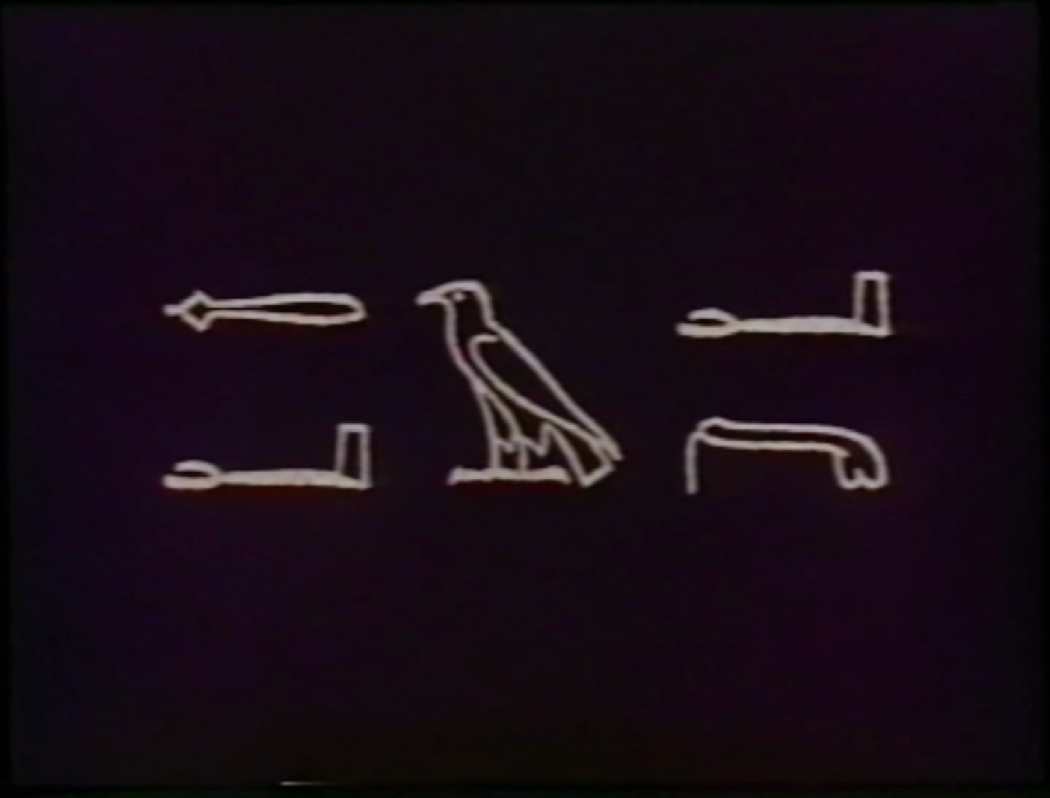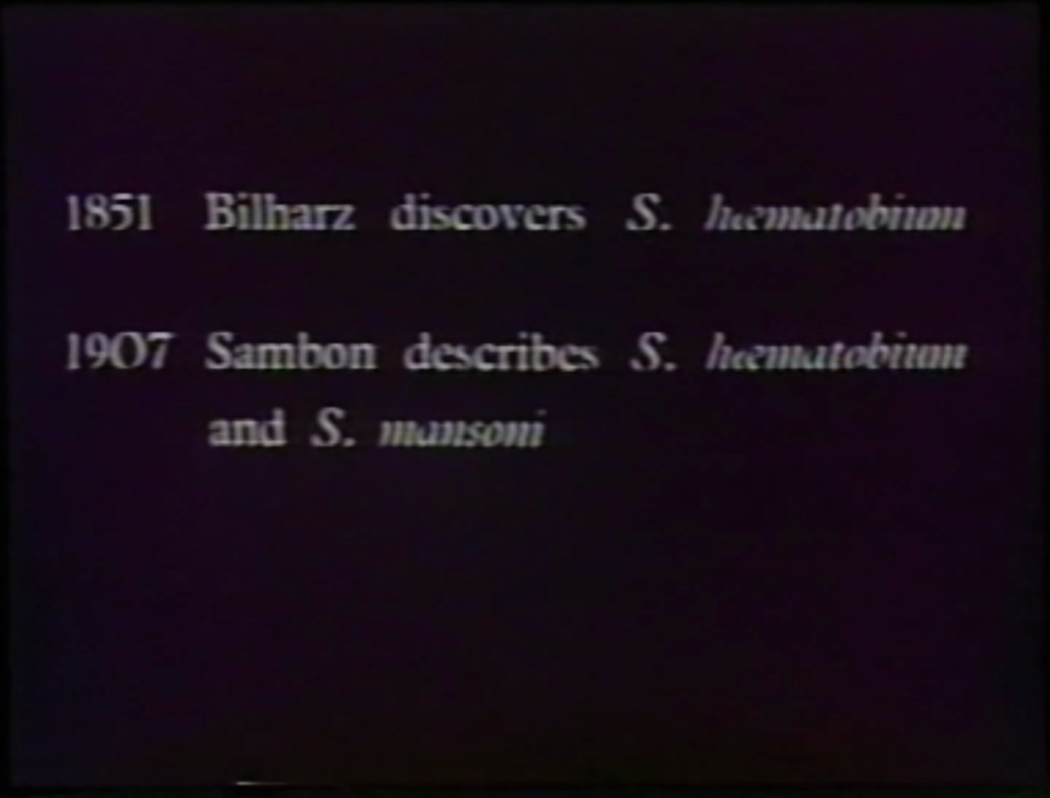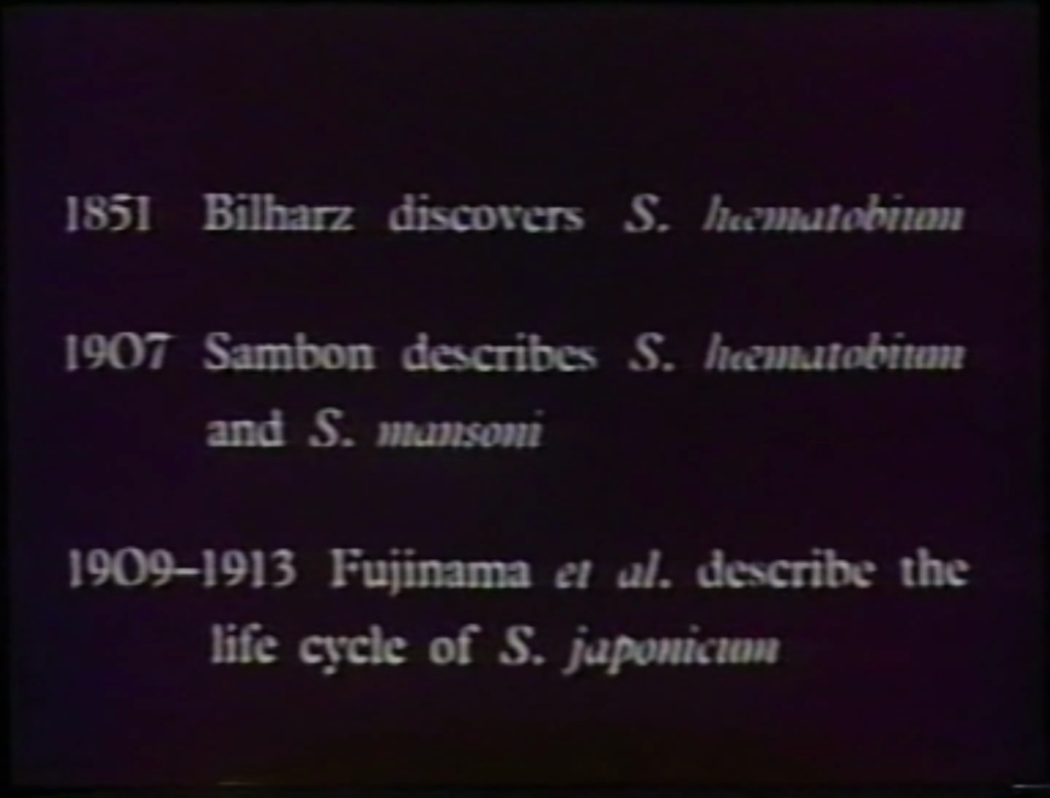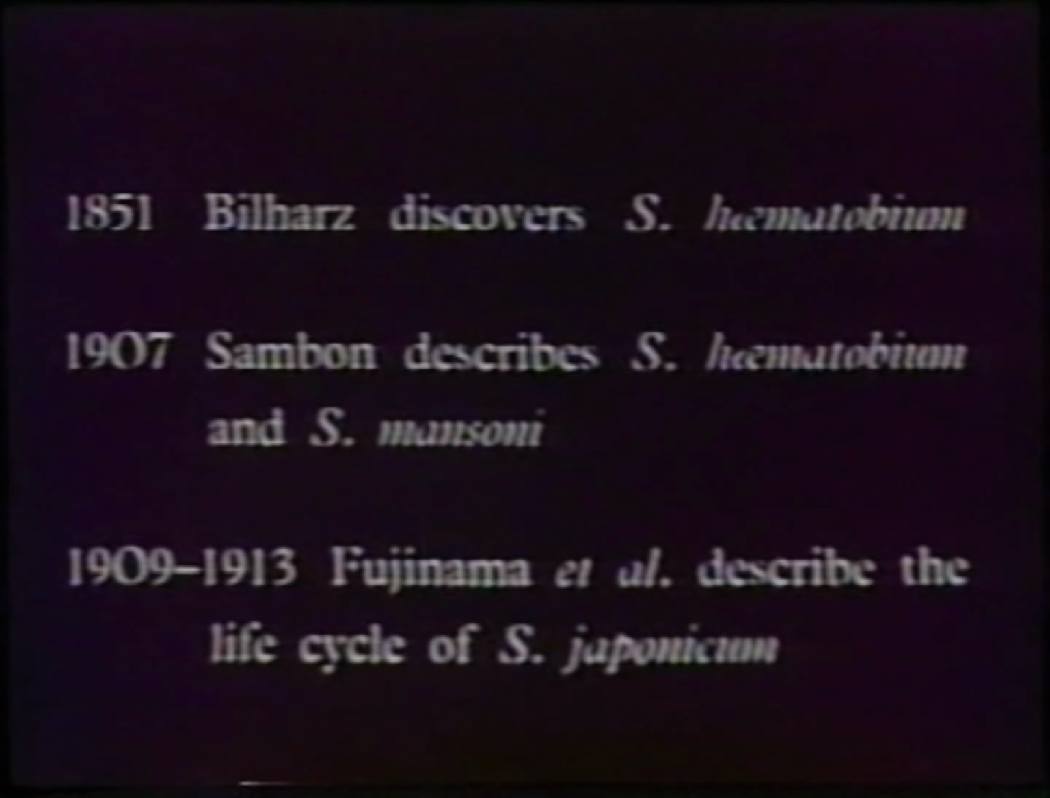It was 1851 before Bilharz identified Schistosoma hematobium as the cause of urinary schistosomiasis in Egypt. And in 1907, Saint-Bon showed that there was also a second species of adult worm, Schistosoma mansoni. A few years later, Japanese workers described the life cycle of Schistosoma japonicum, and this was followed by Leiper's work in Egypt, which confirmed Saint-Bon's findings experimentally.